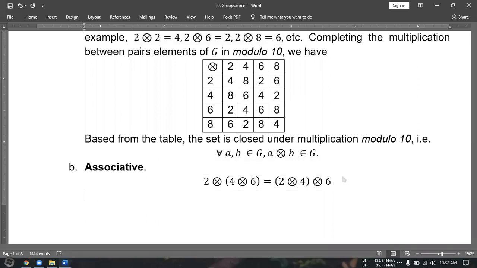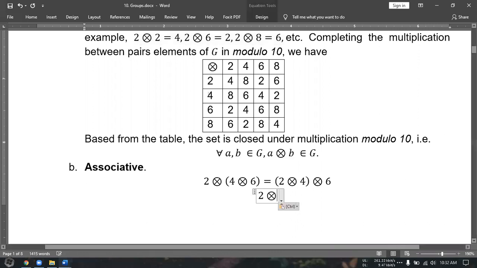Now, 2 times 4 times 6. What is 4 times 6? It is 4. Okay, 2 times 6 is 4. And 2 times 4 is 8. 8, sir. Okay.